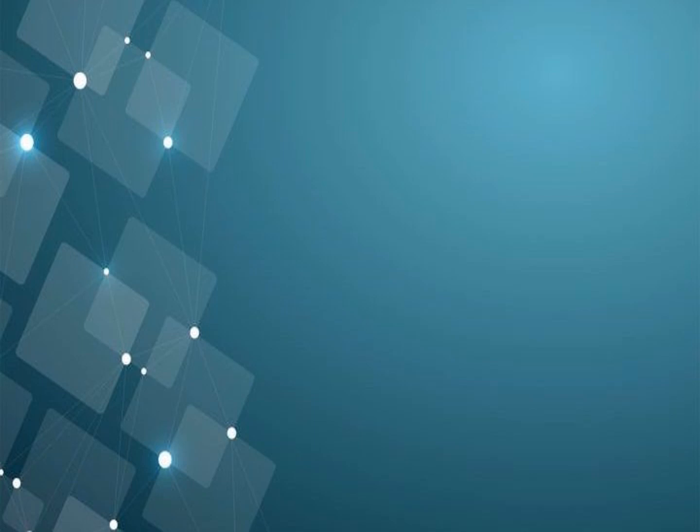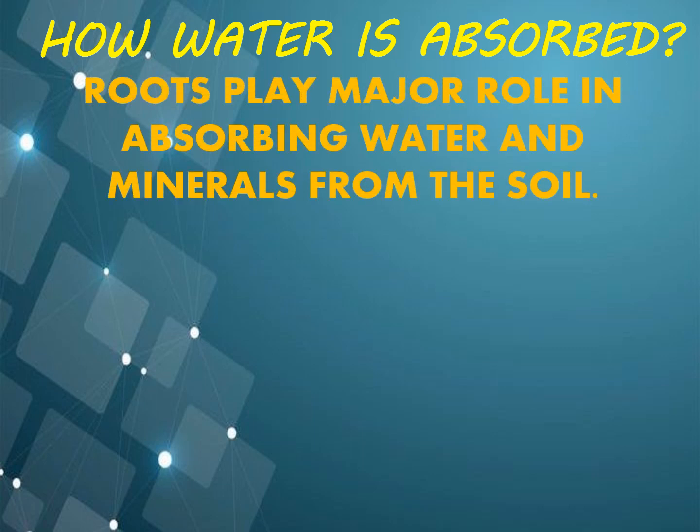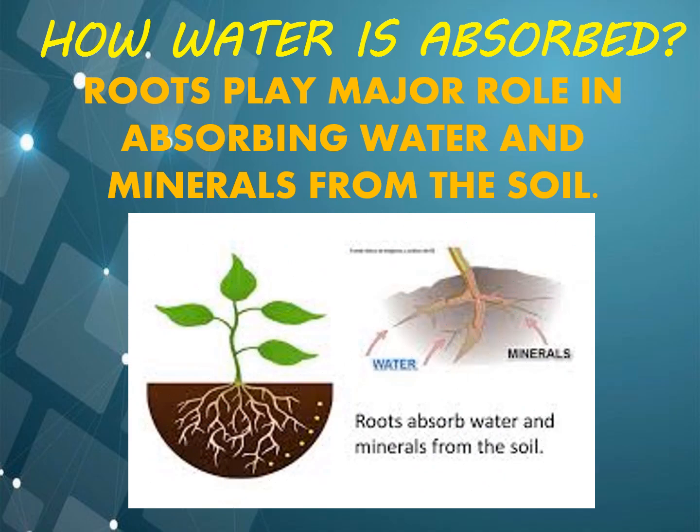Now, we shall think about how water is absorbed into the plant body. All of you know that roots absorb the water and minerals from the soil. Then, what is the mechanism behind this? Are the roots directly in contact with the water? How is water absorbed? Let us find out the answers to these questions by performing and understanding an activity.